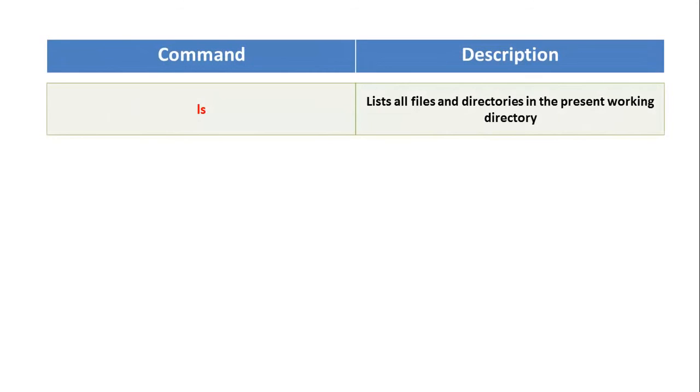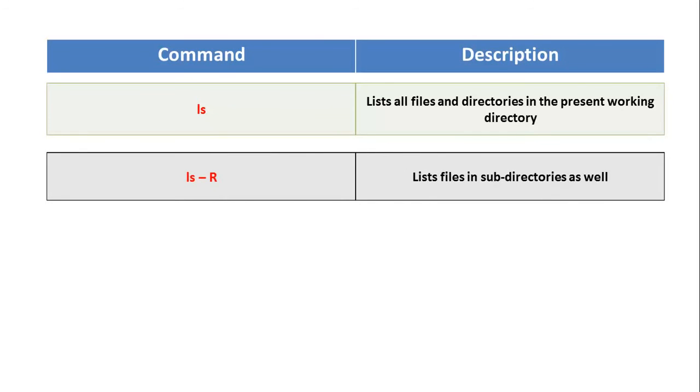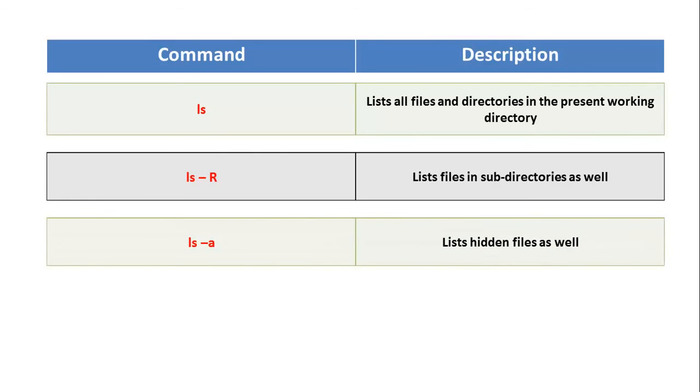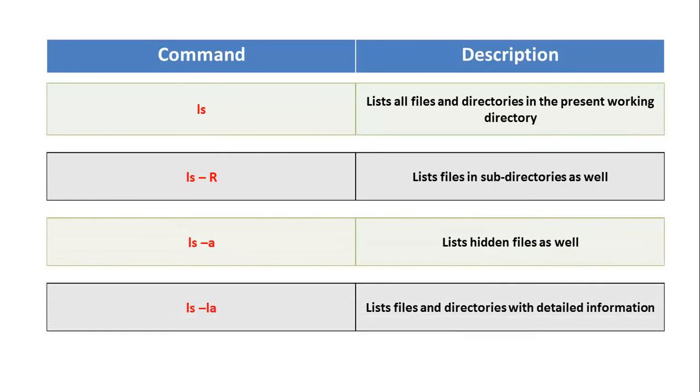Now let us quickly summarize all the commands learned today. The ls command lists all file and directories in the present working directory. The ls -R command lists files in subdirectories as well. The ls -a command lists hidden files. The ls -la command lists files and directory with detailed information like permissions, size, owner, etc.